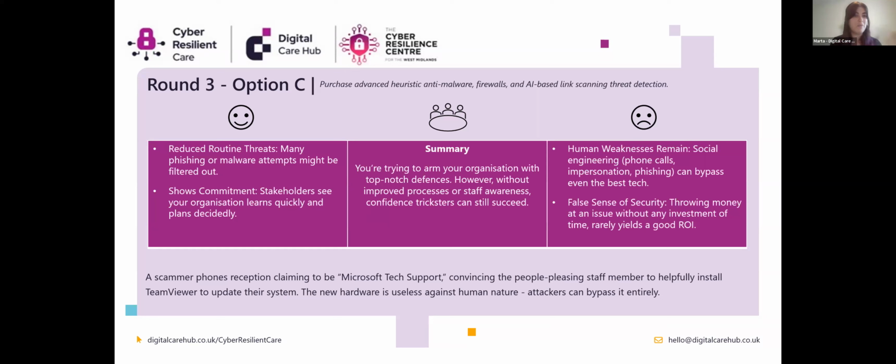In this situation, we imagine we continue down this path. A scammer phones reception claiming to be a Microsoft tech support, convincing the people-pleasing staff member to helpfully install TeamViewer to update the system. The new hardware is useless against human nature. Attackers can bypass it entirely. So as we said, it's not just about the tech you implement. There's also a lot more things to take into account. There's how you respond to an attack, how your staff will be trained, how your staff will respond. Are they aware of your policies and your procedures? So it's not just the tech that you implement.